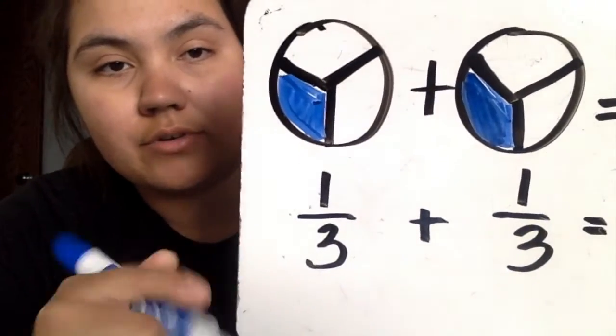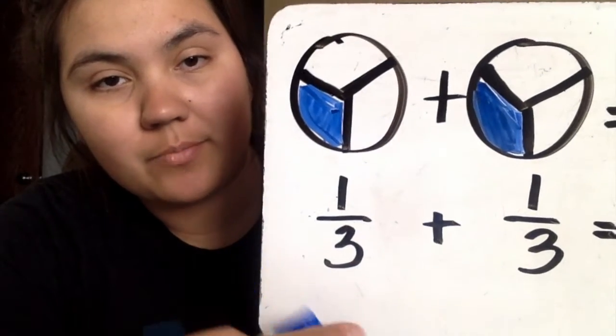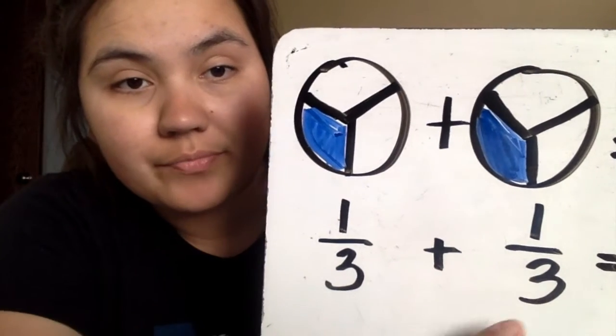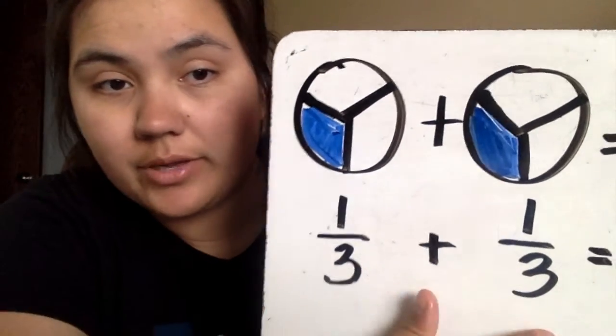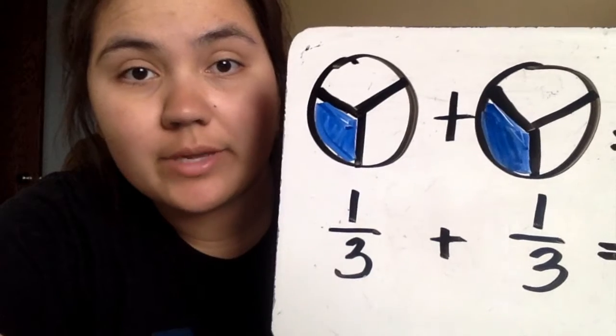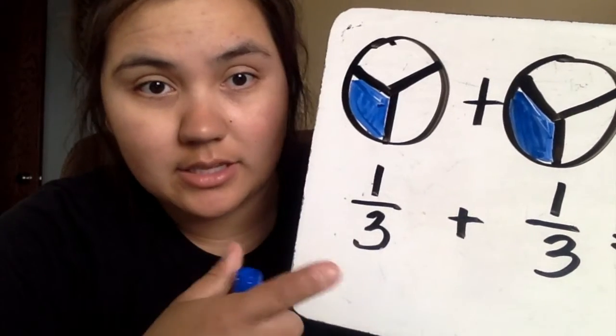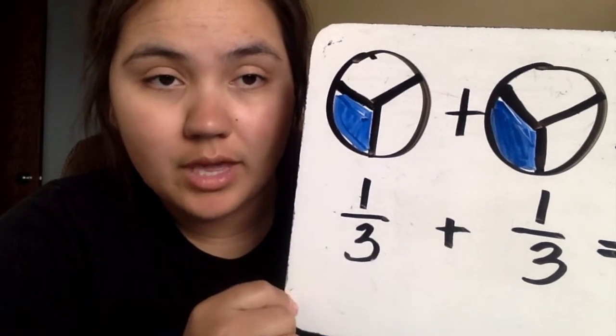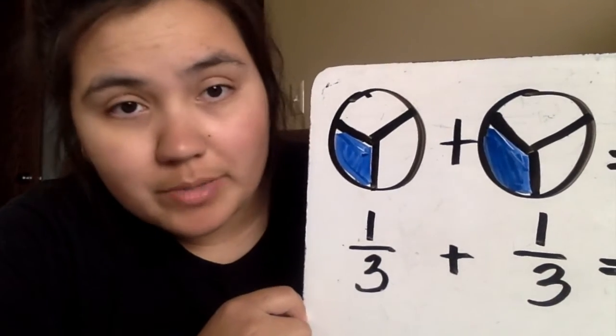So as you notice in this picture, or this problem, we have 1/3 plus 1/3. Now, they both have a 3 in the denominator, so that means that we can add or subtract them as long as they have a common denominator, or the same denominator. Okay, so I drew a picture too.